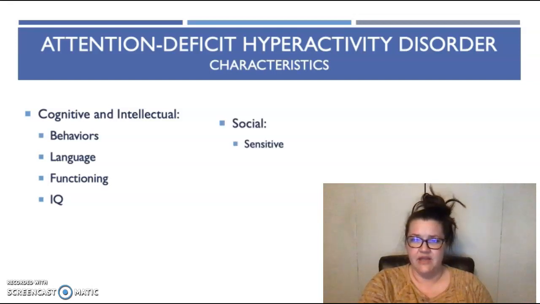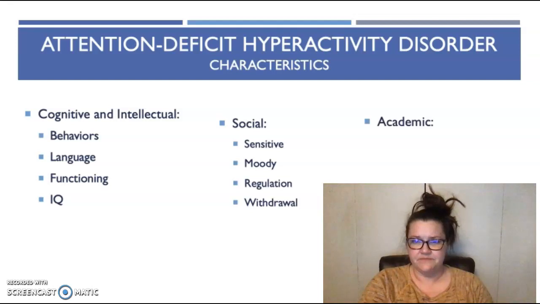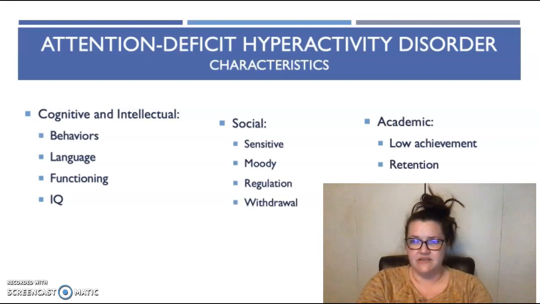Socially, they have impairments such as being sensitive around peers. They can get angry and moody, have difficulty regulating positive and negative emotions, and they withdraw from social situations. Academically, students have lower academic achievement, high retention rates, working memory challenges, inattention, and their motivation is inconsistent or lacking.